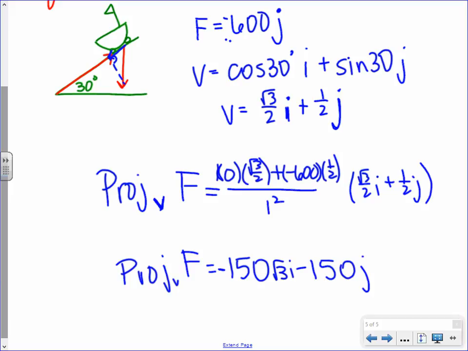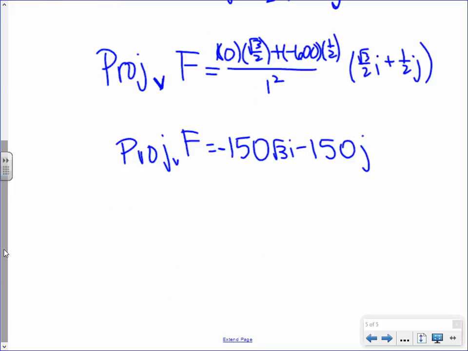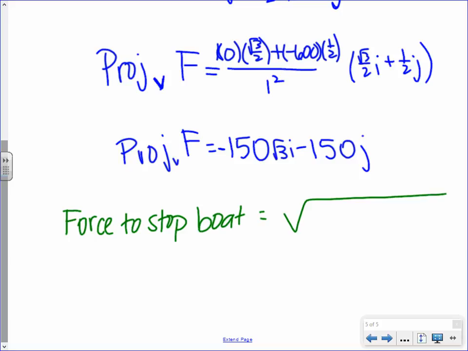What is the force required? How do we find the force? What do we have to do with this projection vector now? We have to set it equal to 16. Nope. We need its magnitude.